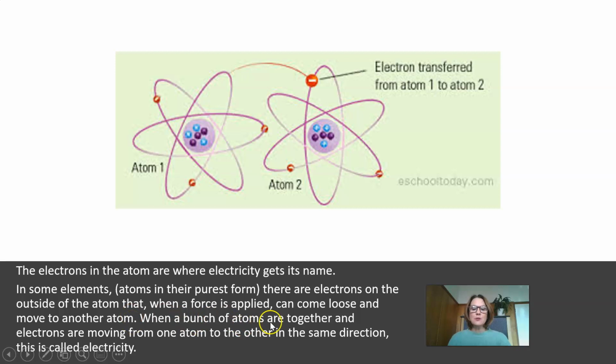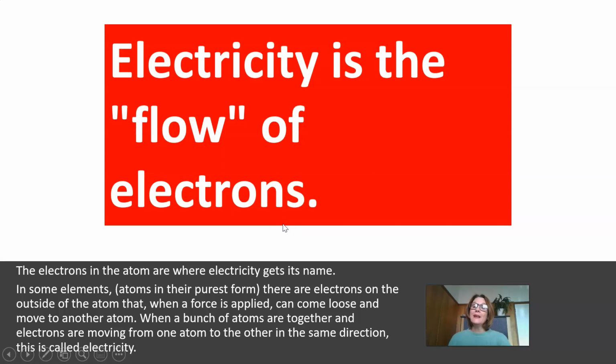When a bunch of atoms are together and electrons are moving from one atom to the other in the same direction, this is called electricity. So here we have two atoms, okay? And as the outside electrons move from one atom to the other, that is the flow of electricity as the electrons are transferred. So electricity is the flow of electrons.